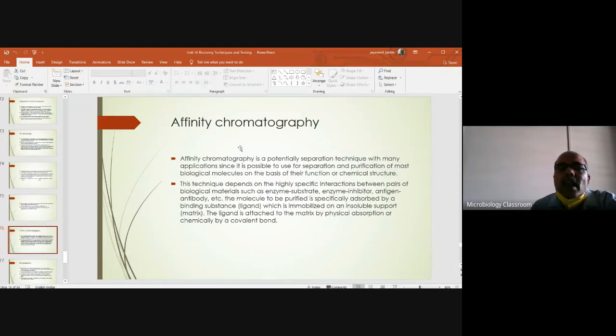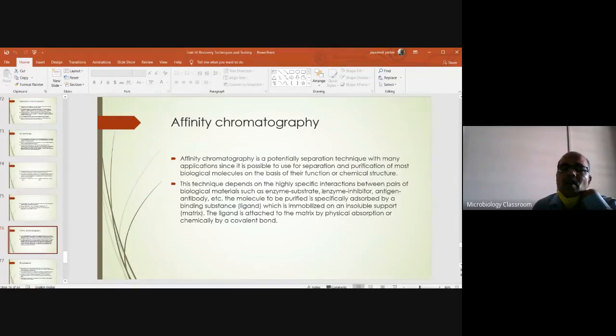The next one is affinity chromatography. Affinity chromatography is a powerful separation technique with many applications, since it is possible to use it for separation and purification of most biological molecules on the basis of their function or chemical structure. It highly depends upon highly specific interactions between pairs of biological materials.